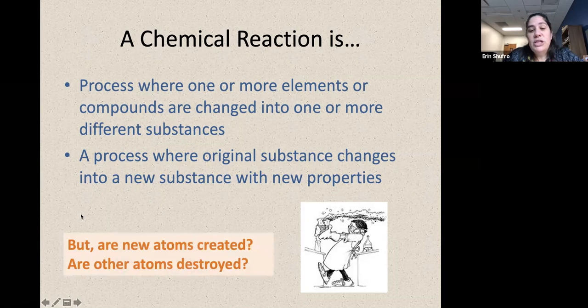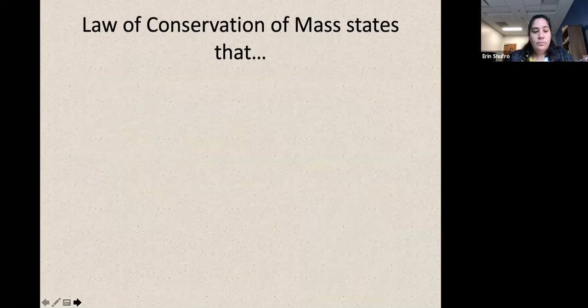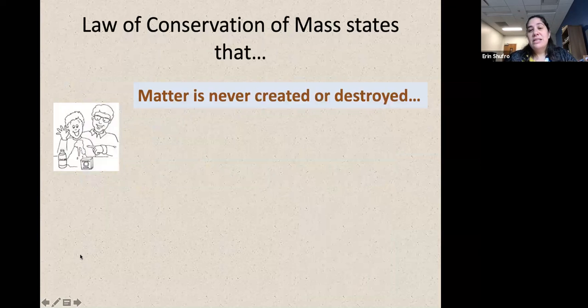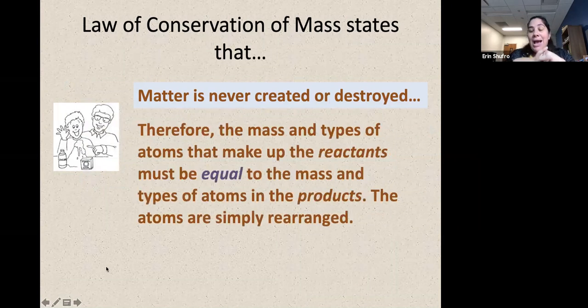Okay. So the question is, are new atoms created? Are other atoms destroyed? So we're changing from one substance into another, but are we creating new atoms and are we destroying other atoms? Well, the answer to that is no. Matter is never created or destroyed. Instead, what we're doing is rearranging, okay? So the mass and types of atoms that make up our reactants must be equal to the mass and types of atoms in the products. Instead of creating new atoms, we're rearranging them.